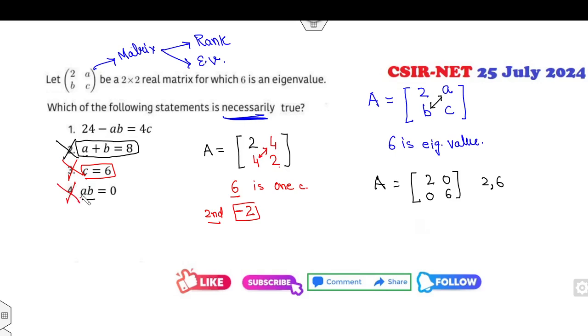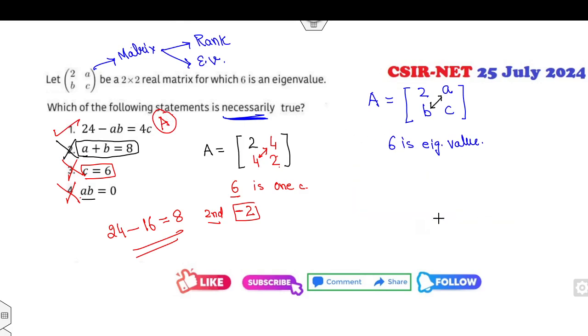Fine. So what is the right answer of this? Now you can see whether this option is satisfied or not. 24 minus AB, is it equal to 4c? Yes, you can see they are again satisfied. The only left option is A, which is my right answer of this problem. Fine. This is the first method.